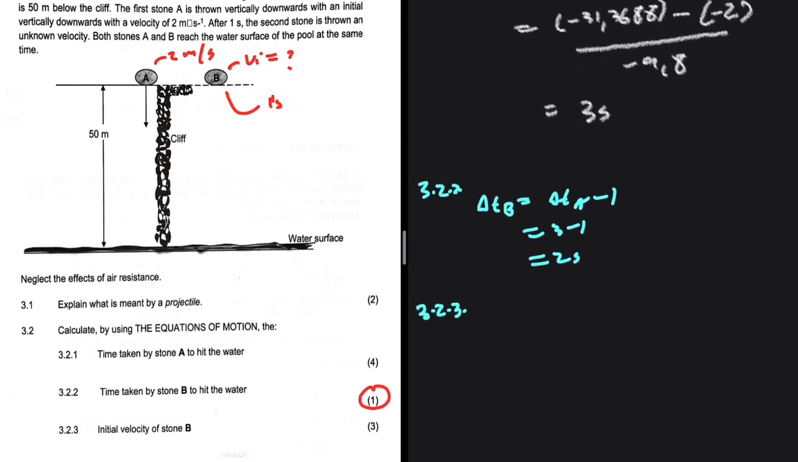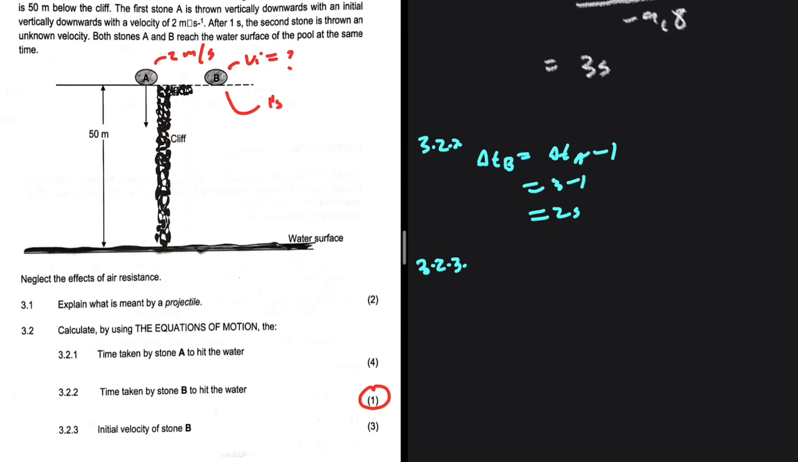3.2.3, the initial velocity of stone B. So let's look at the information that we have with regards to stone B, and then an approach is going to present itself. That's how it works. So we have delta T, which is equal to 2 seconds. We have Vi, which is what you're interested in. We have delta Y, which is minus 50, because up is always positive, common sense. And then our acceleration is minus 9.8. What else am I missing? I have delta T, I have Vi, I have delta Y, I have the acceleration. What am I looking for?